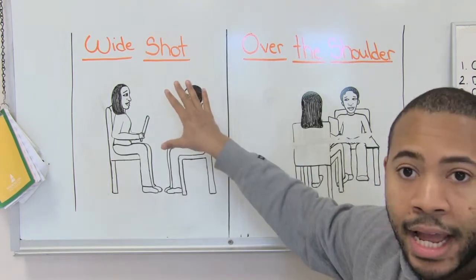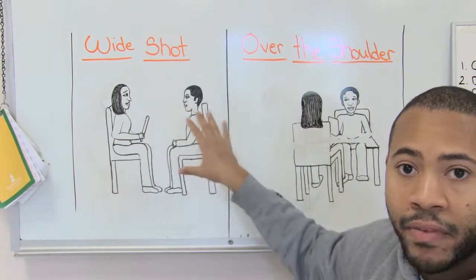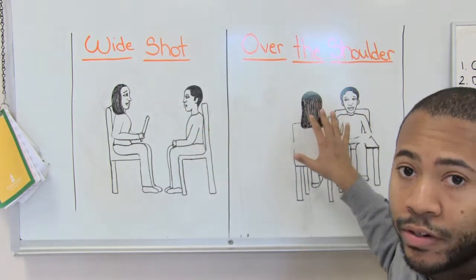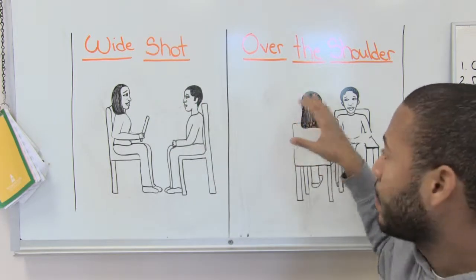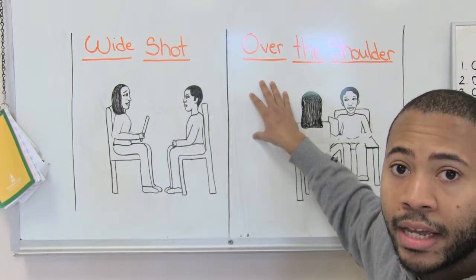You want your wide shot, which is a full body shot of both characters, and then you want to cut to an over the shoulder shot. By doing these shots in any interview that you do, I guarantee you'll have a good quality interview.